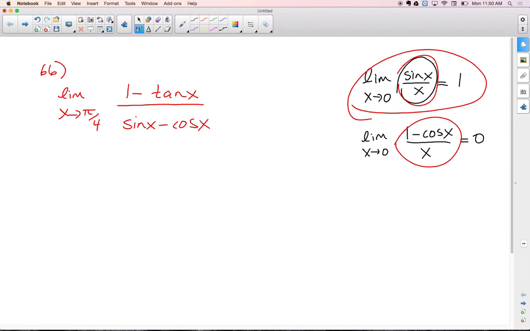1 minus tangent of pi over 4. What's tangent of pi over 4? It's going to be 1, and what's 1 minus 1? So we get 0 over 0.